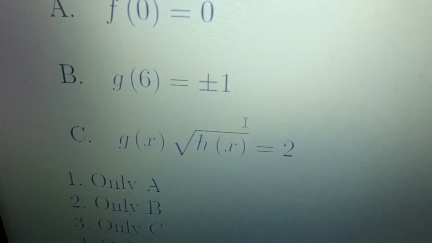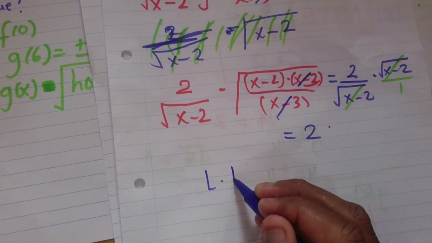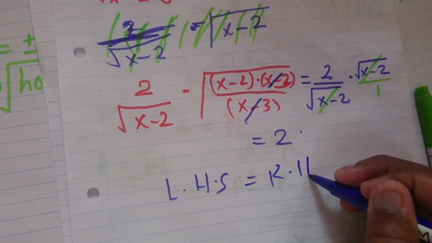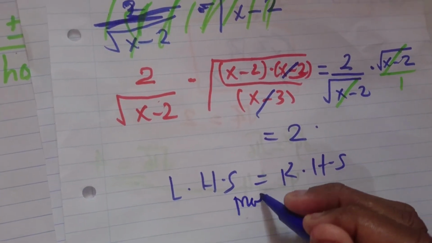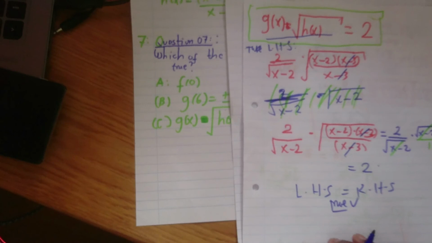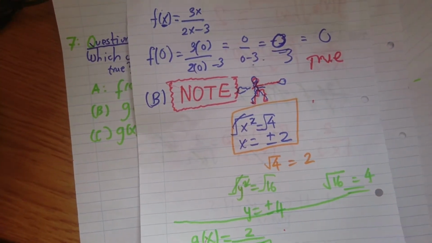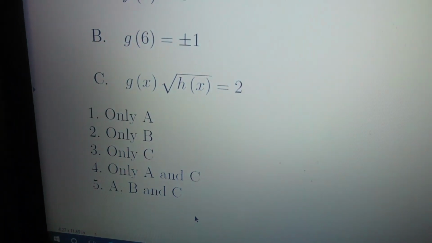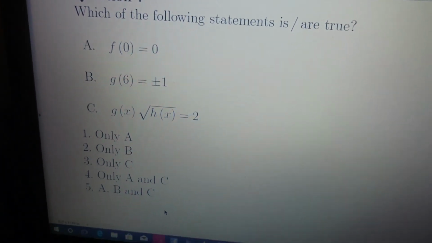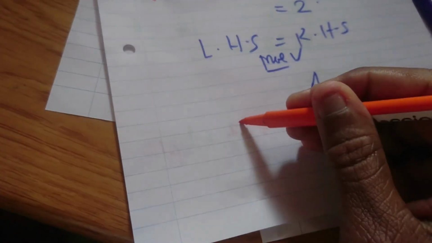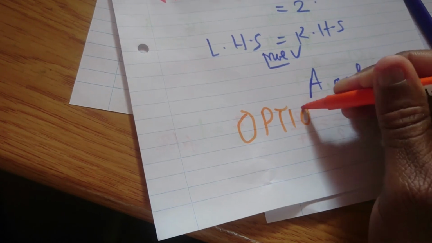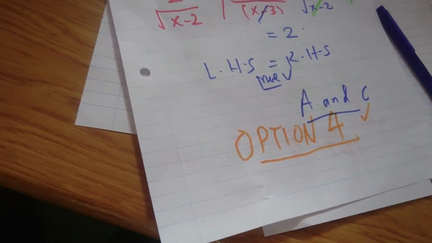So let's go to the option. Yes, it's true. Since left hand side equal to right hand side, then it's true. So we have seen A is true, B is not true, and C is true. So A and C. Let's go to the options. A and C is option 4. So question 7, option 4.